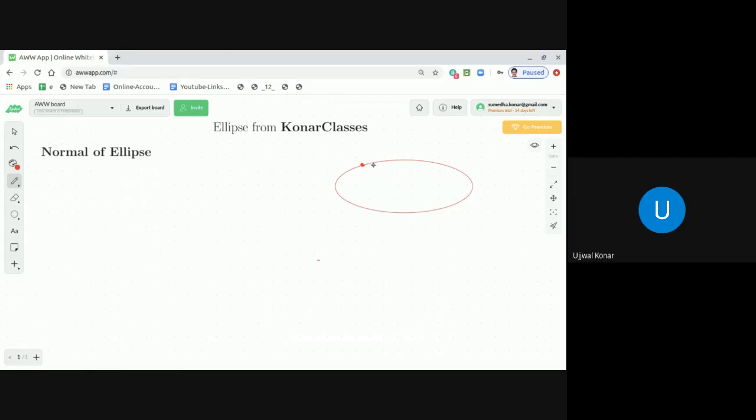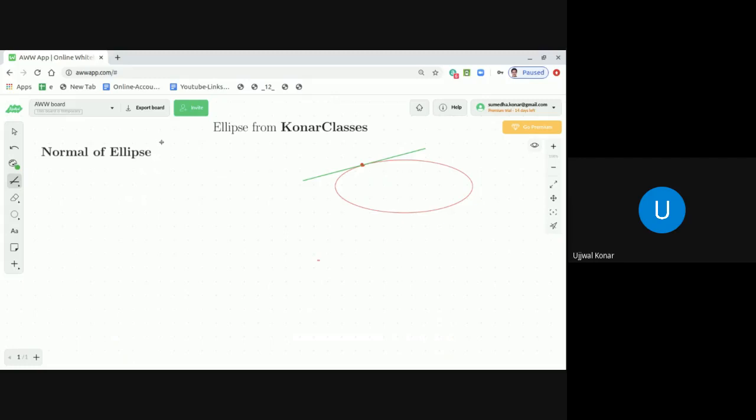Now, dear students, at this point P we can draw a tangent. If I draw the tangent as the green straight line, this is the tangent. In our previous session, we discussed the equation of tangent to an ellipse. Today we are going to discuss the normal to an ellipse. Let's understand quickly what is meant by a normal. Normal is nothing but a straight line which is perpendicular to the tangent at the point under consideration on that ellipse.